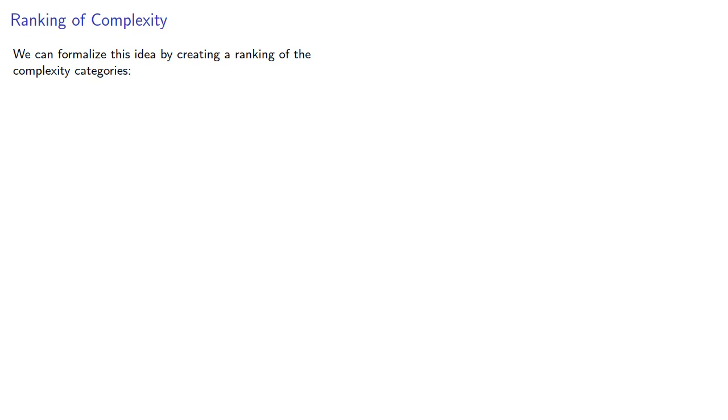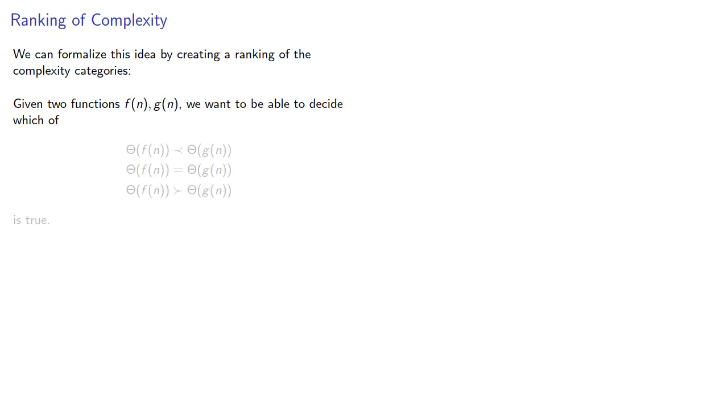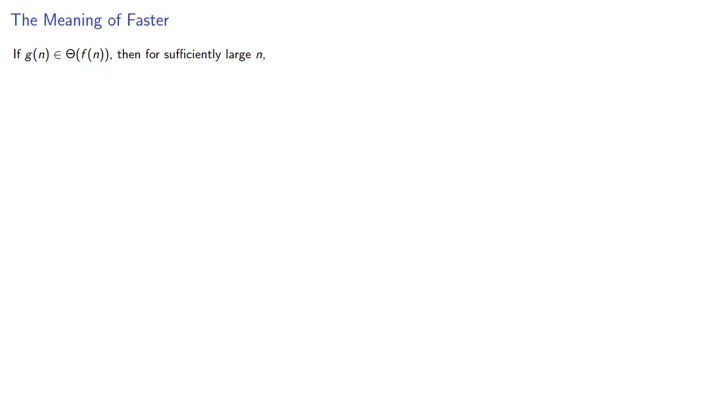We can formalize this idea by creating a ranking of the complexity categories. Given two functions f of n and g of n, we want to be able to decide which is true. And so let's think about that. If g of n is order f of n, then for sufficiently large n, g of n is sandwiched between two multiples of f of n.